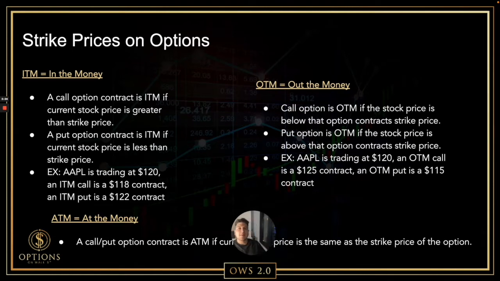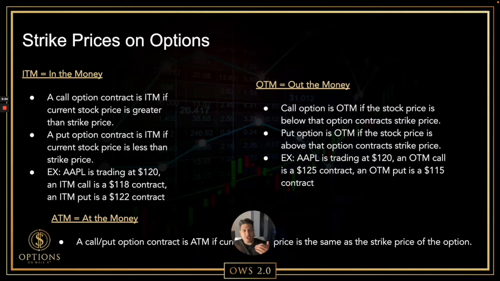A strike price in an option has different labels. We commonly know in the money, out of the money, and at the money. Typically, say you bought Tesla at 850 and you have a contract at 870. If Tesla goes up from 850 to 870, your contract is worth a lot more.